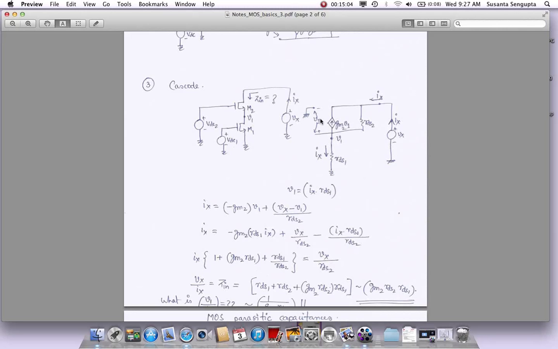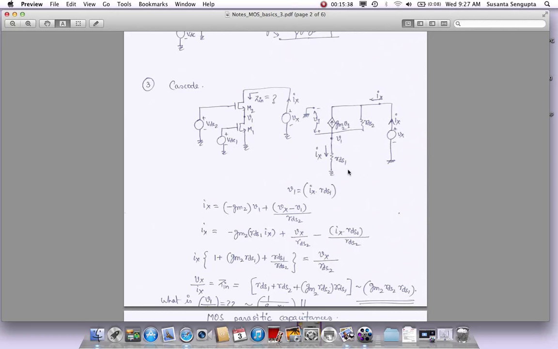So here you can see that I have drawn this VGS as V1 with positive and negative here. So the current GM times VGS will actually be GM2 times V1. That's going this way. And also in parallel we have RDS2. That is the RDS of this device. So we have this guy here which completes the model of this second transistor M2, and then finally this is the output where you have the current Ix flowing because we have a Vx attached there. We want to know what is the Ix, and so we will know what is the impedance coming this way.